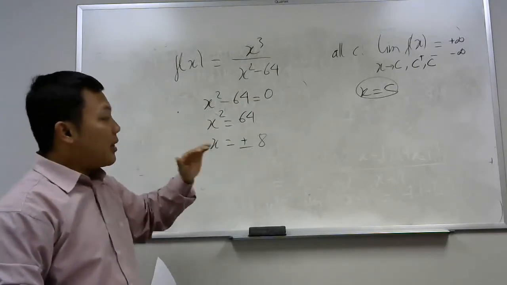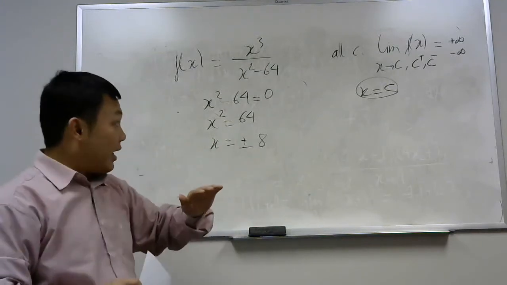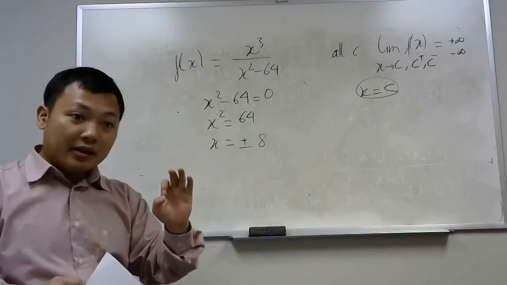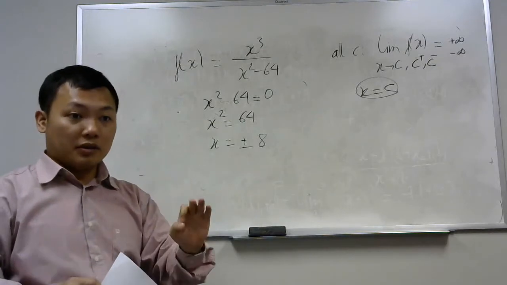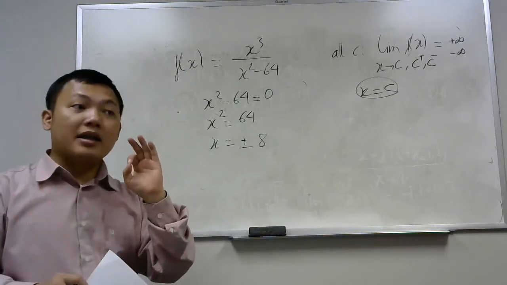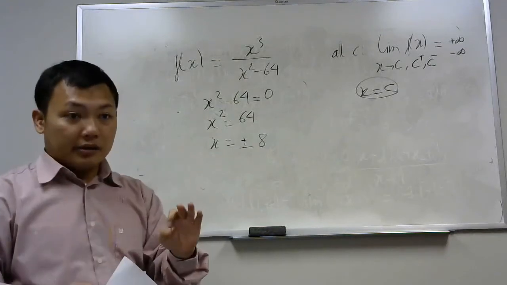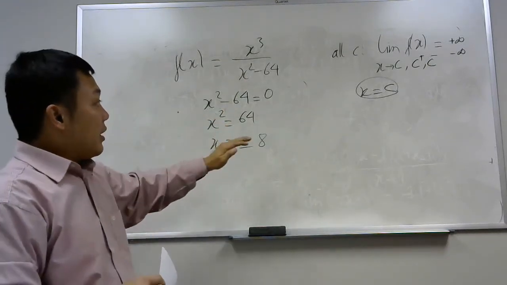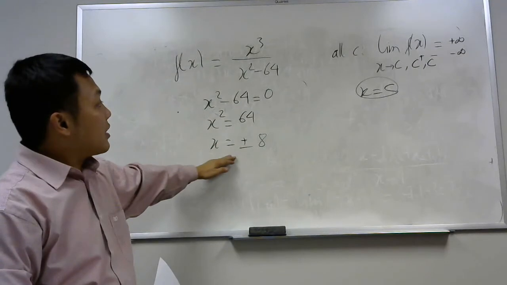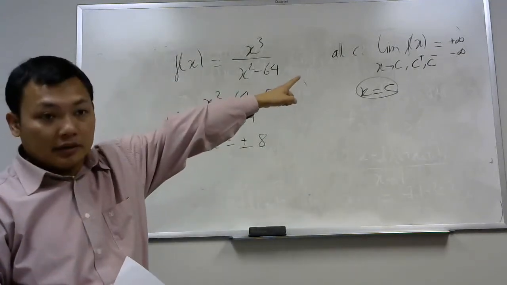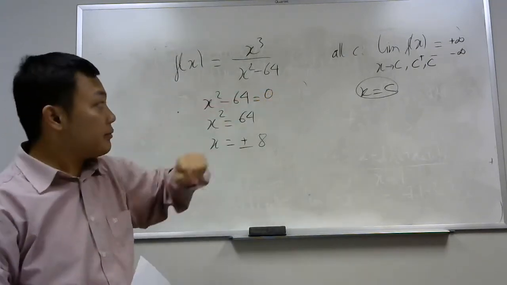That means plus and negative 8 would be candidates for vertical asymptotes. I say they are candidates for vertical asymptotes because there's no guarantee. Okay. In order to know which one is a vertical asymptote, we need to check that condition, that definition.